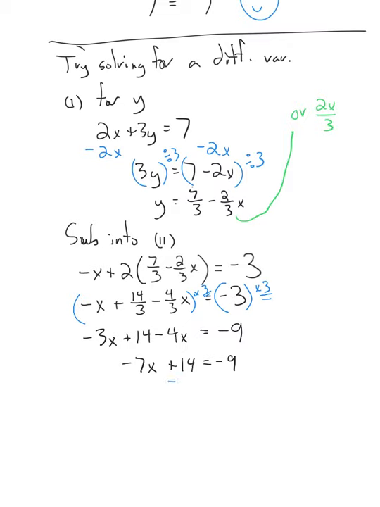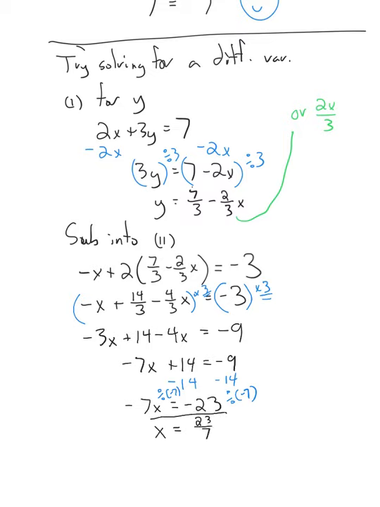Let's subtract 14 from both sides. We get that negative 7x equals negative 9 minus 14 is negative 23. And then we'll divide both sides by negative 7. Negative 7 divided by negative 7 is 1. Of course, anything divided by itself is 1. So x equals, well, negative 23 over negative 7. A negative divided by a negative is a positive, so we get positive 23 over 7.